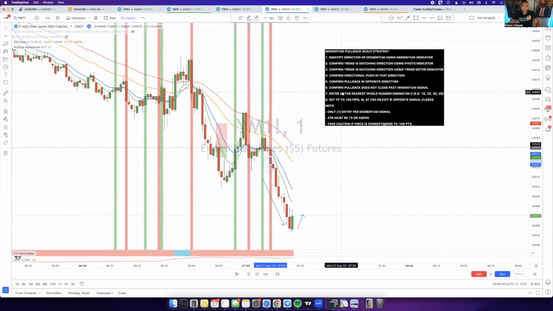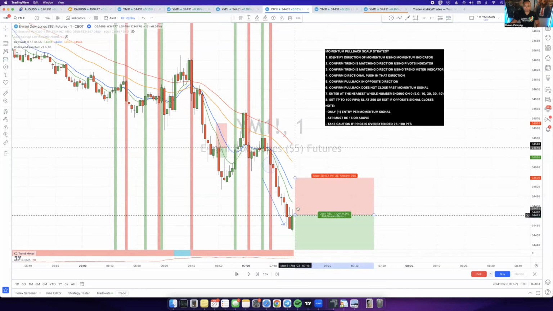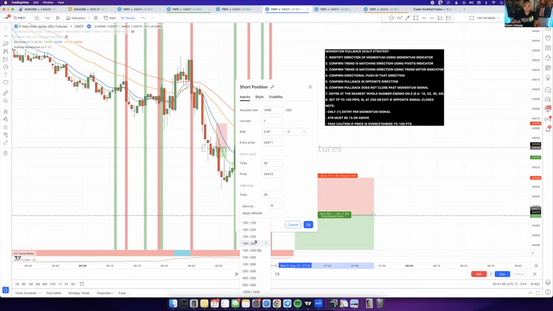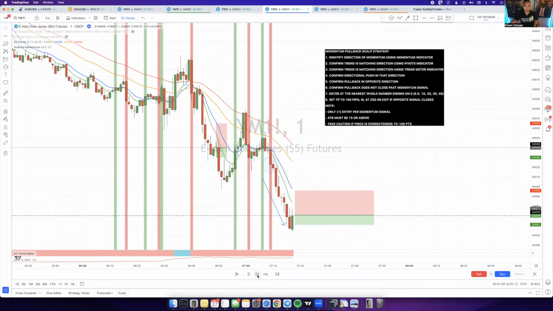Step 7, enter at the nearest whole number. So again, right here, price pulls back. This is right below the 70 mark. So the entry would happen right there at the 70 mark, right? You're going to go ahead and put your sell limit waiting right there. And then you're going to do the same thing, 1025 TP stop loss.